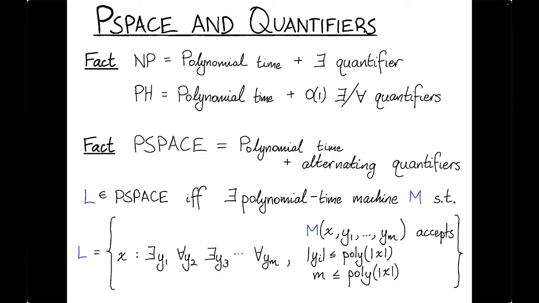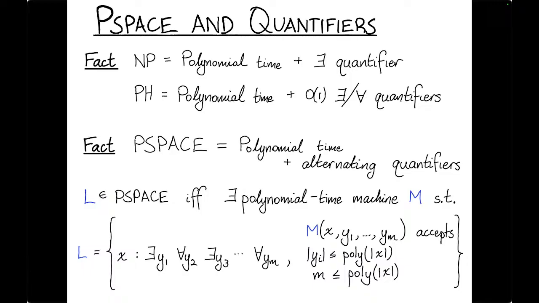And if you've never seen this before, this is just a precise way of saying this: a language can be decided in polynomial space if there's a polynomial time machine M so that you can write the language in this form. It's strings x so that there exists a string y1, for all y2, there exists y3, and so on, so that three criteria hold. The machine accepts. The length of each of these witnesses y is polynomially bounded, and there are polynomially many witnesses. Right? So polynomial space is really polynomial time with unbounded alternation between exists and for all quantifiers.